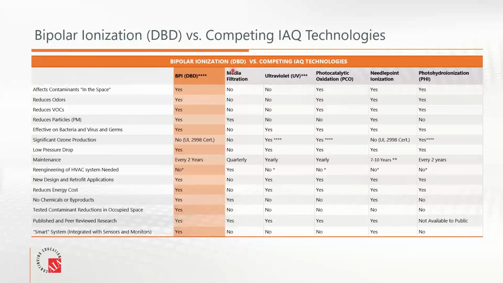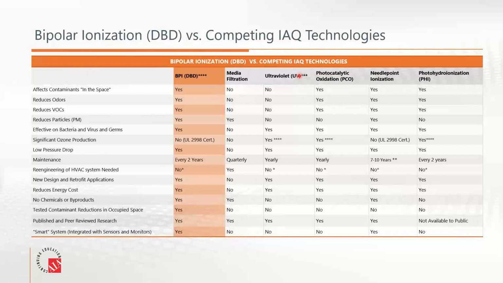We know about media filtration and what you can do, and I'll talk a little bit more about filtration in the Q&A if we have time, but the bottom line is it's not going to do what BPI does. Ultraviolet is a very good technology, and it can be in parallel, if you will, with BPI. But what ultraviolet is really good at is focusing its light for a long period of time on coil surfaces or filter surfaces, where it will do its job.